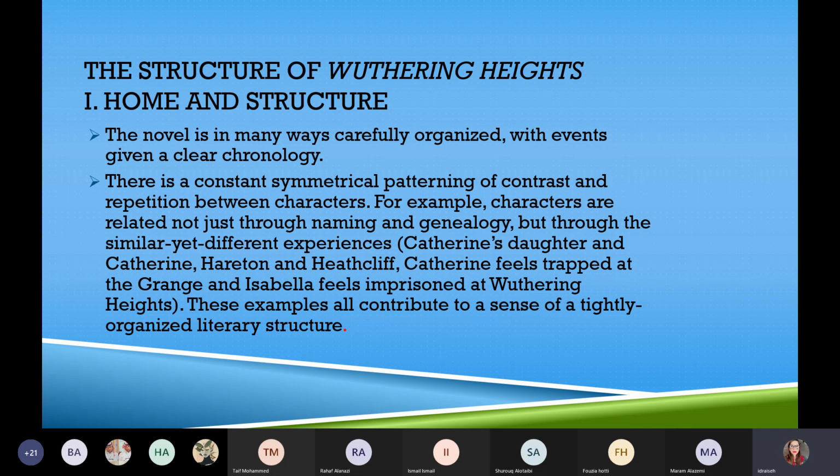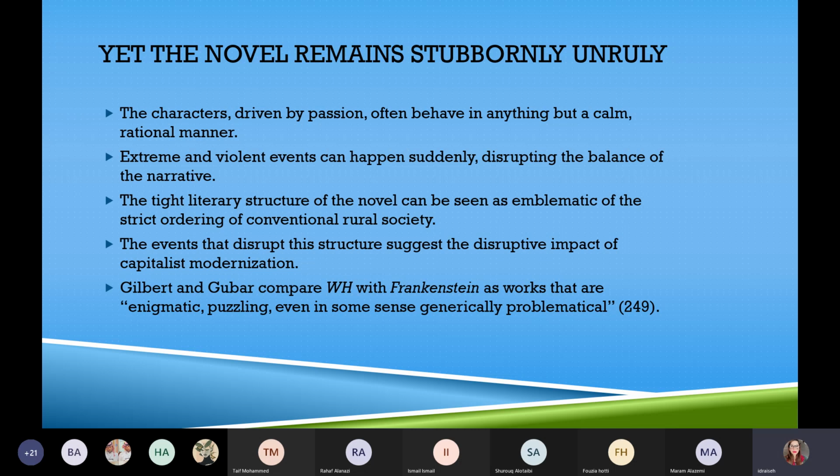So we also have a moment when Catherine feels trapped at the Grange and she misses Heathcliff. We also have a moment when Isabella feels imprisoned in Wuthering Heights when she marries Heathcliff. And so all of these imageries and examples that mirror each other or stand in contrast to each other give a nice structure.